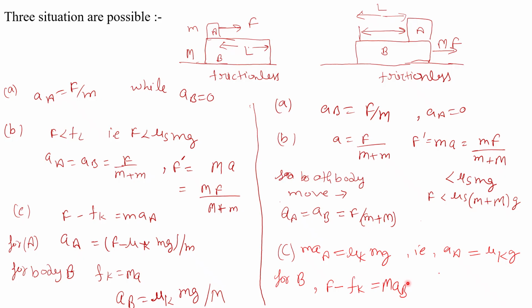Third, from case B, it is clear that both will move with different accelerations. But if F is greater than μ_s(M + m)g, then the equation of motion of A will be m·a_A = μ_k·m·g. So a_B = (F − μ_k·m·g)/M. So for body B, F − F_k = M·a_B. So this is the formula.